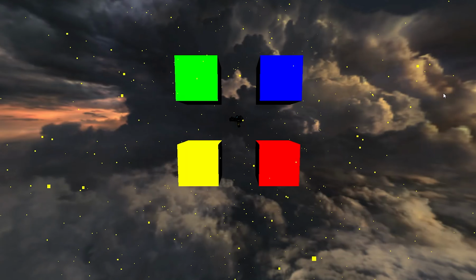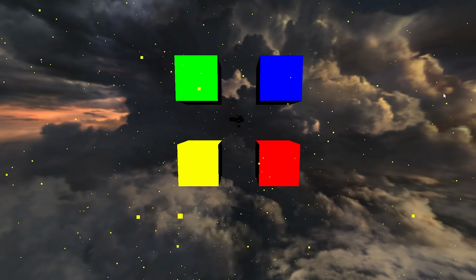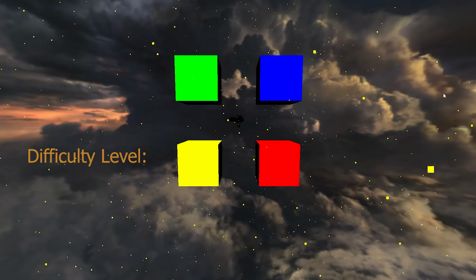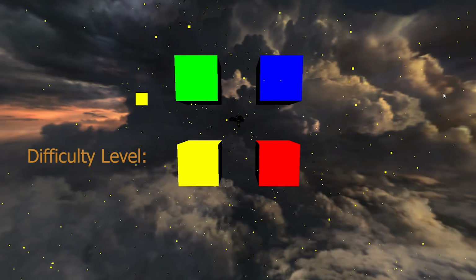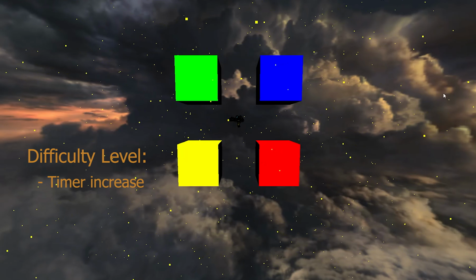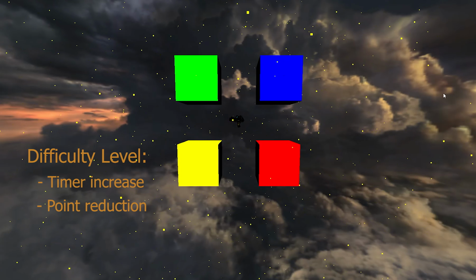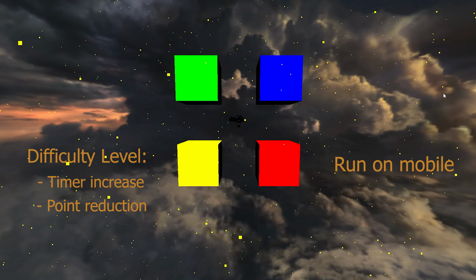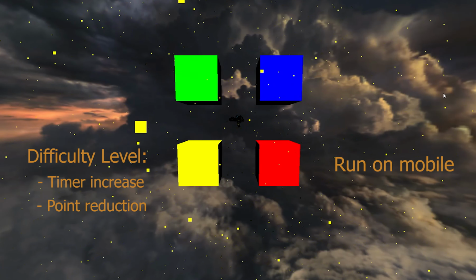There were 2 other key points that I was unable to add into my game. One was the difficulty level, where when the player shoots a wrong color, the timer would increase and there would be a point reduction as well. The other was making the game run on mobile. Let's read through the instructions before we try to get a high score of our own.